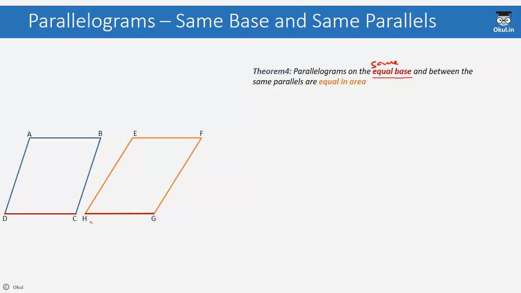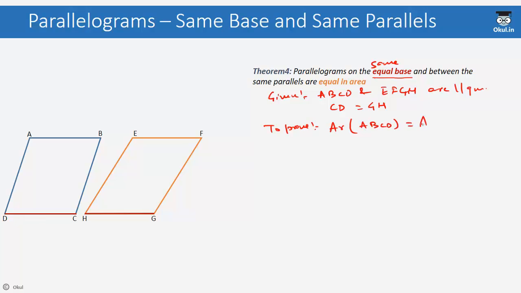So it is given that ABCD and EFGH are parallelograms. It is also given that CD is equal to GH. That is, the bases of both the parallelograms are equal. So we need to prove that area of ABCD is equal to area of EFGH.